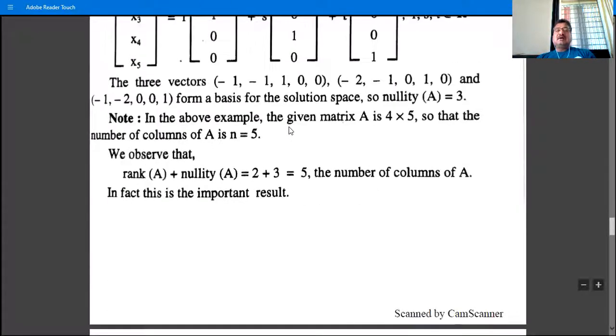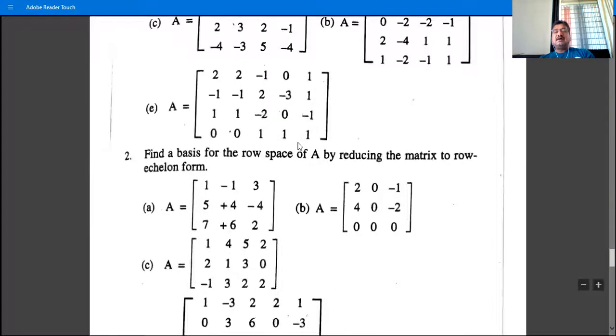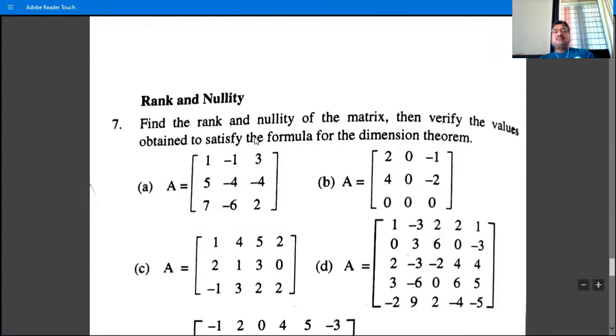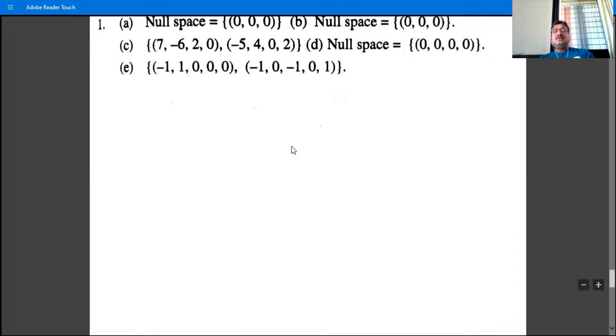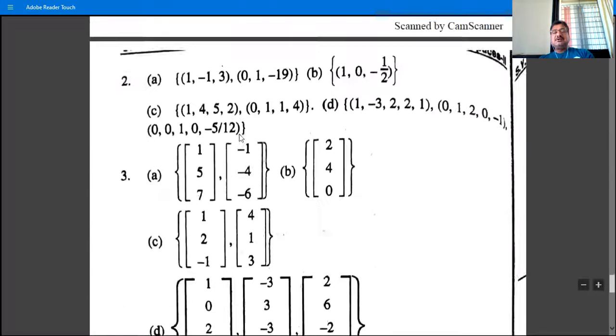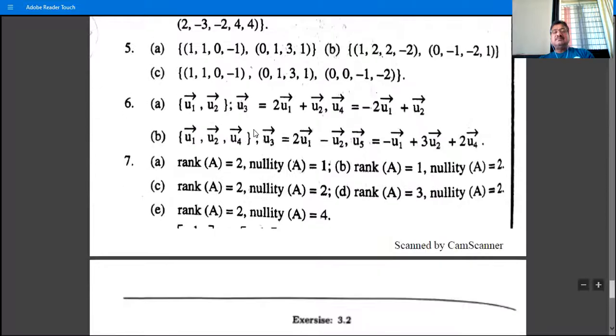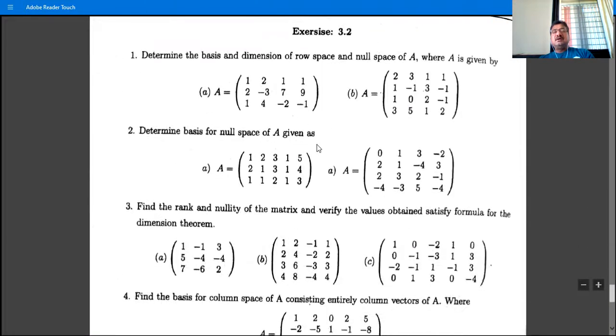These are some examples for homework. The answers to some examples are given. So solve all these examples, where you have to find the rank and nullity of these matrices. Answers of some examples are given. This is also another example.